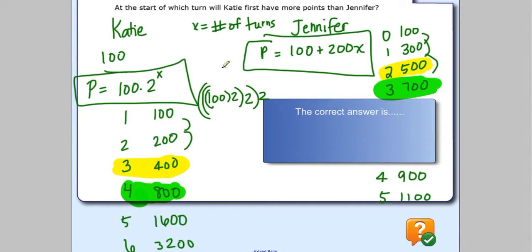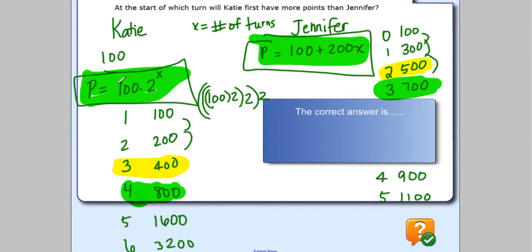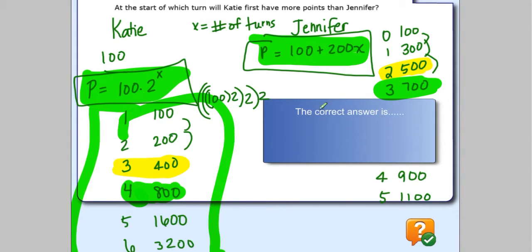Okay, so this is the equation that you could use to get there, and you could just keep plugging stuff in. But logically, you should have been able to get this table without the equations.